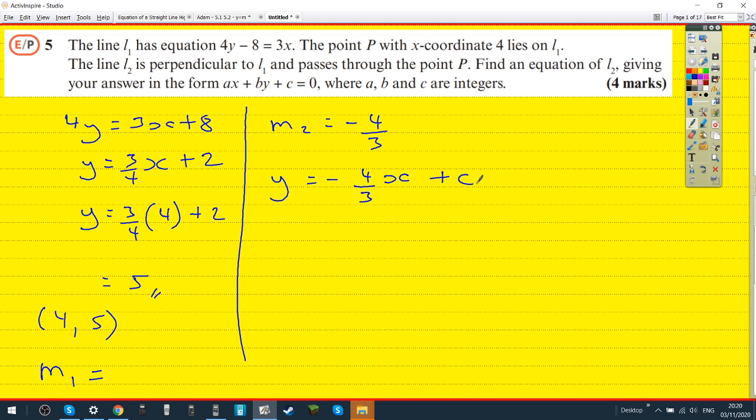And then you substitute y in, which would give you 5 equals minus 4 over 3, brackets, 4, plus c. And then you work out what minus 4 over 3 multiplied by 4 is, which is 5 equals minus 16 over 3 plus c. And then you plus 16 over 3 on both sides.